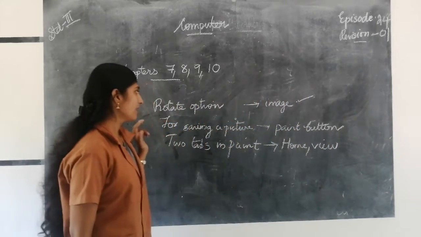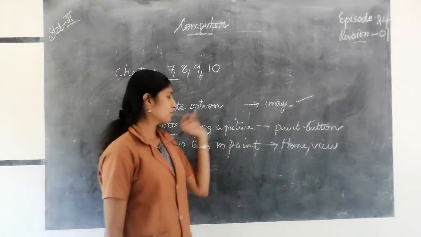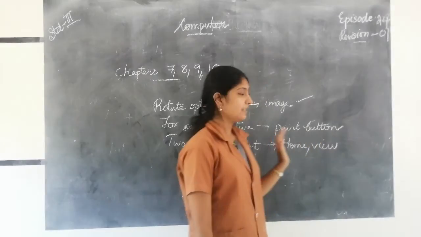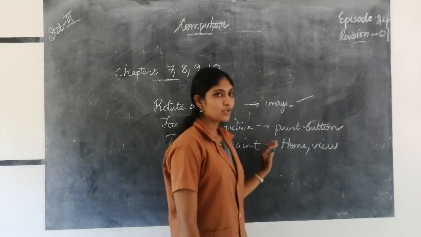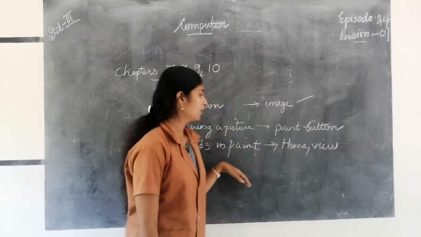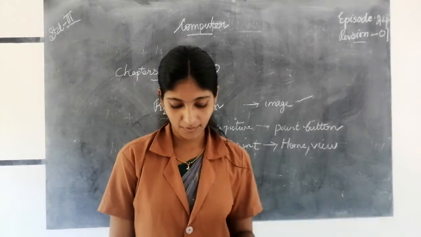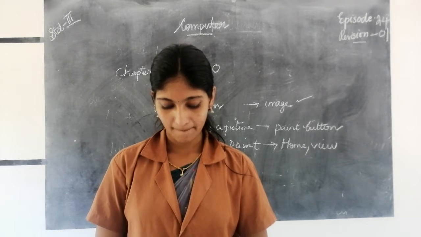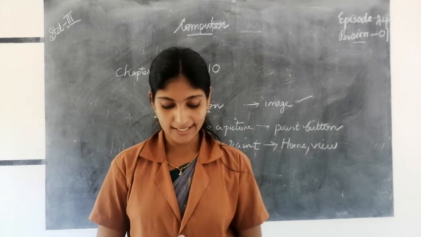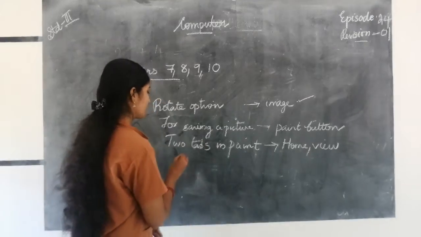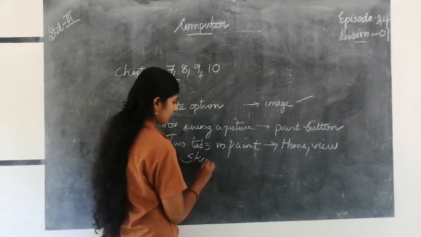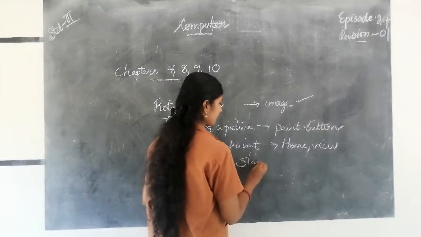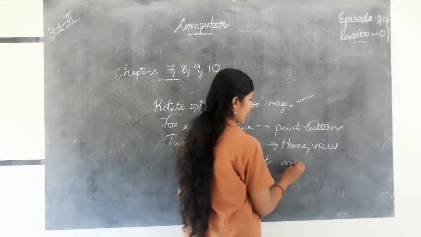So first question, the rotate option is under image group. Then for saving a picture, we can go to the paint button. Then there are two tabs in a paint window: home tab and view tab. Then next, skew means slanting an image. What is skew? Skew means slant an image.